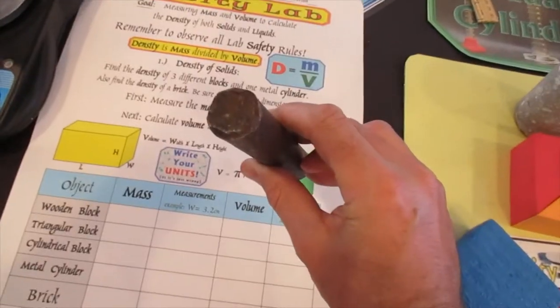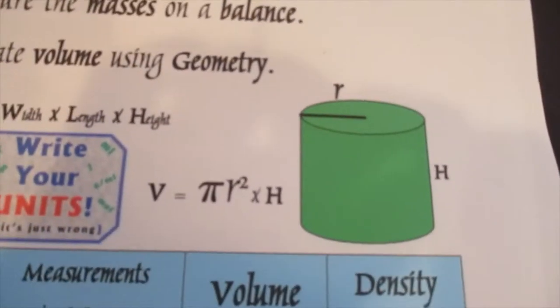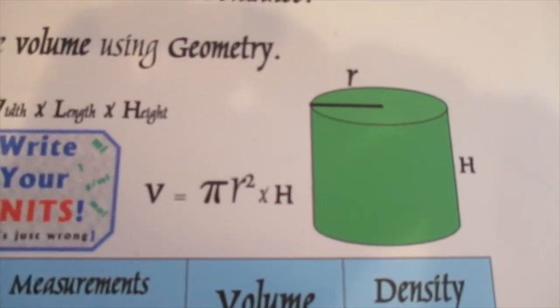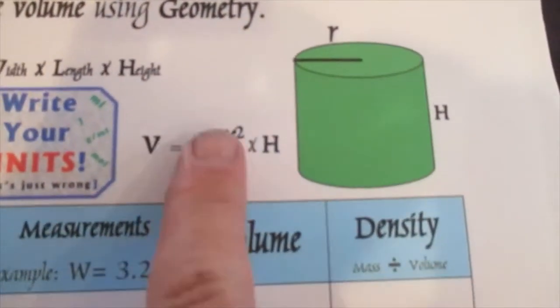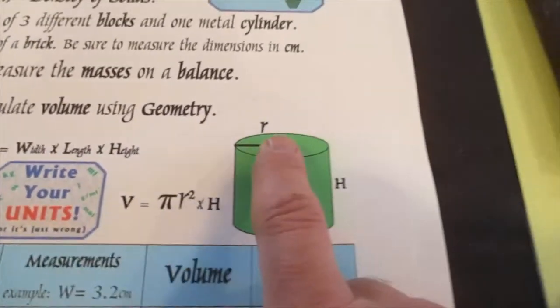Well, cylinders, you can't use width times length times height. So we have another formula, other geometry we have to use. The volume of a cylinder is pi r squared times h. So we've got to find that r.